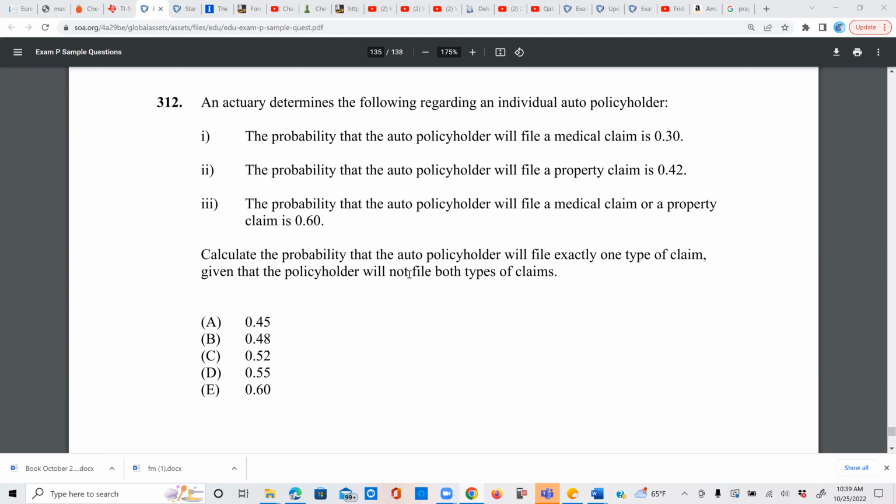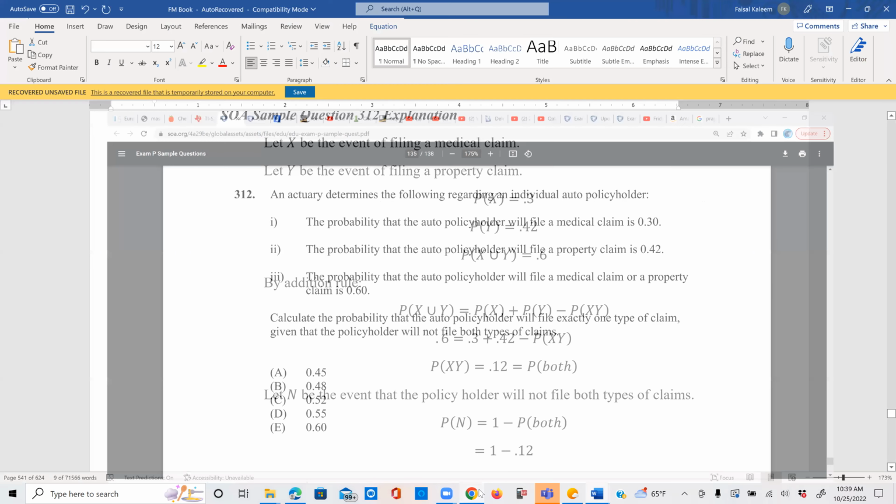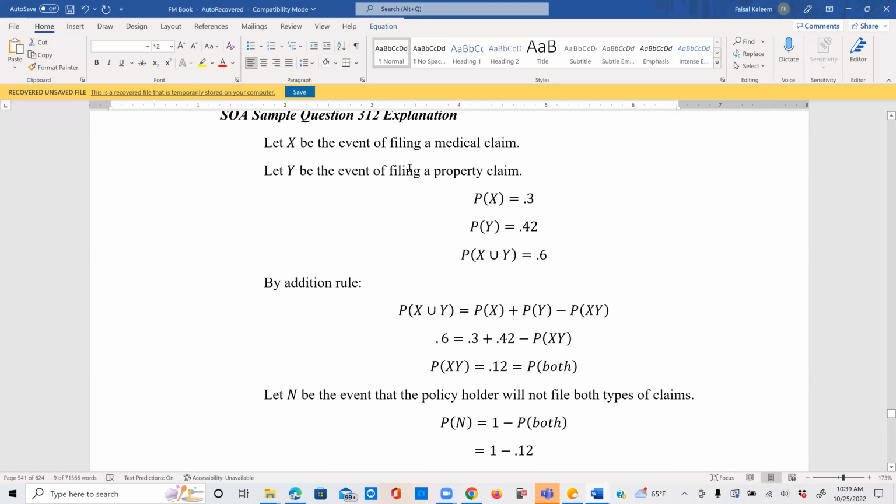So let X be the event of filing a medical claim, Y be the event of filing a property claim. Then we are given that P of X is 0.3, P of Y is 0.42. And since we are given that the property or medical claim probability is 0.6, and we know that OR means union, so that's the probability of X union Y, that's 0.6.